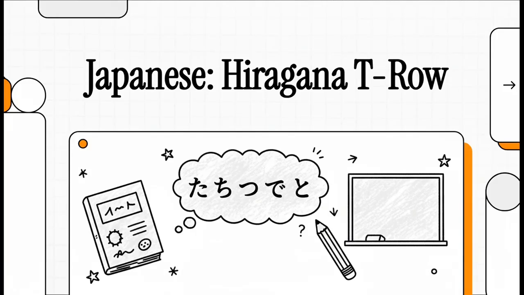Welcome back, everyone. You've already powered through the vowels, the K row, and the S row, which is some amazing progress. Today, we're going to tackle the T row. Now, this one has a couple of really important new sounds, so let's just dive right in.